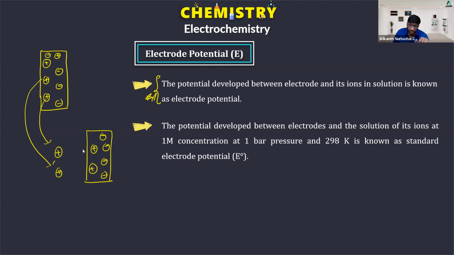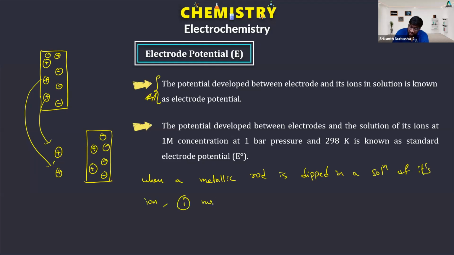In one part of the metal rod, if you dip the metal rod in a solution of its ions, two possibilities are there. The first possibility is the metal kernels from the metal rod can come into the solution. The second possibility is, when a metallic rod is dipped in a solution of its ions, first possibility, metal can come into the solution. Second possibility, metal ions from the solution will deposit on the metal rod.